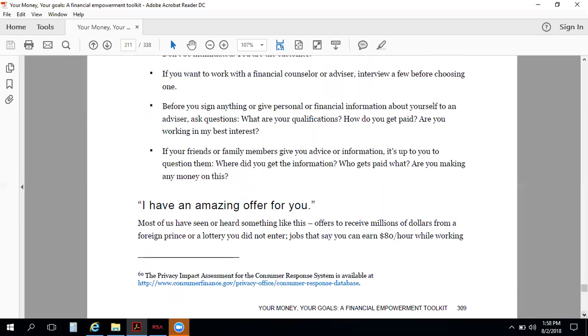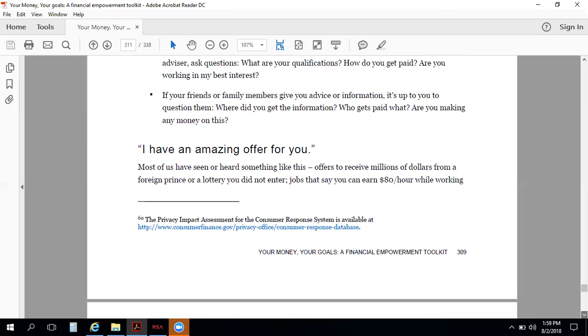Ask questions before they sign anything or give away any personal information about themselves. If they're working with a financial advisor: what are your qualifications? How do I get paid? What's in it for me?